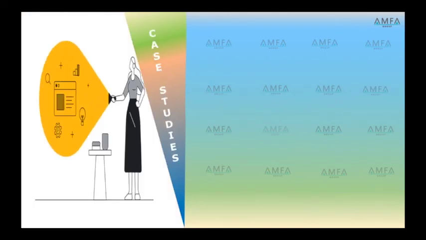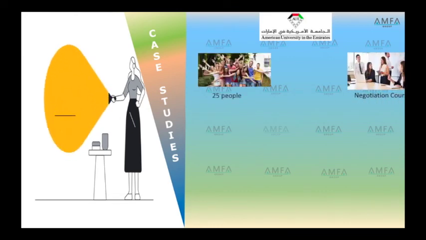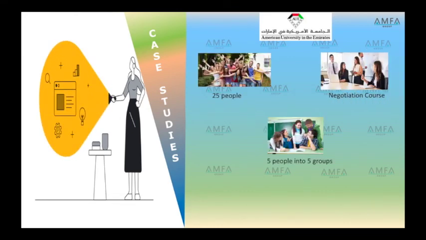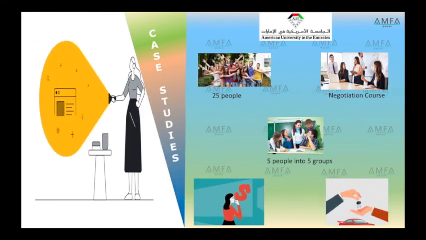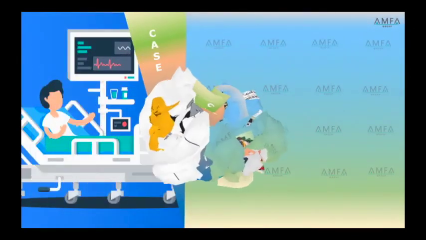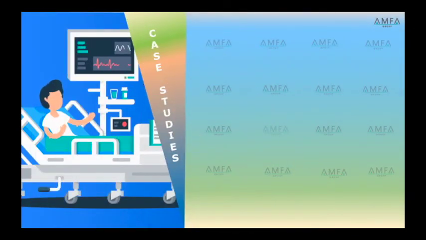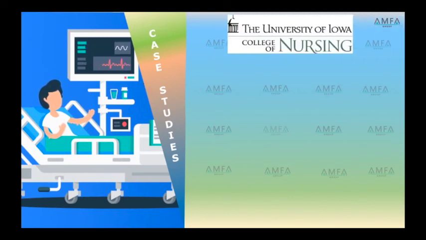So very interestingly, this model was case studied under different situations of small group development. One such study was done in the American University in Emirates, taking 25 people on a negotiation course, making them into 5 different groups. It was studied. In a similar way, another case study published was on nursing, at the University of Iowa College of Nursing. A similar study was done by grouping different health professionals, nursing professionals, into a new project.